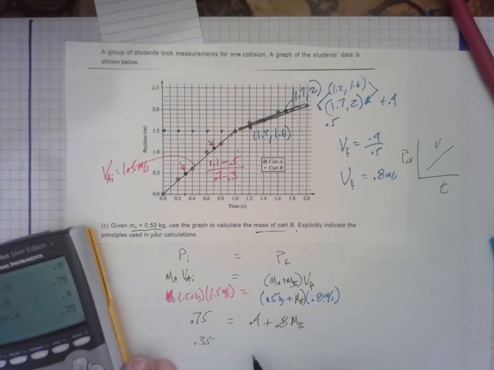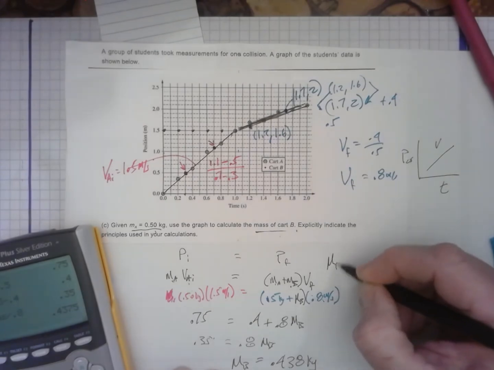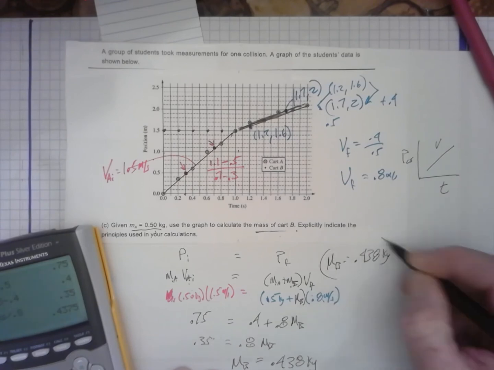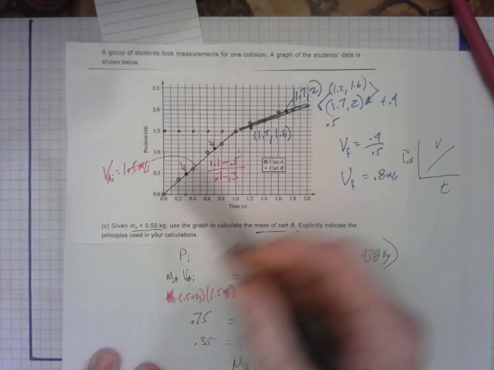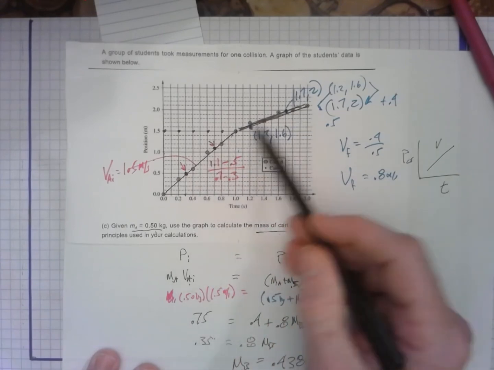0.35 equals 0.8 MB divided by 0.8. And I get the mass of B to be about 0.438 kilograms. All right, so I got the mass of B to be about 0.438 kilograms. So once again, the slope of the position versus time is your velocities. This is the velocity of A before the collision. This is the velocity of the two of them after the collision.